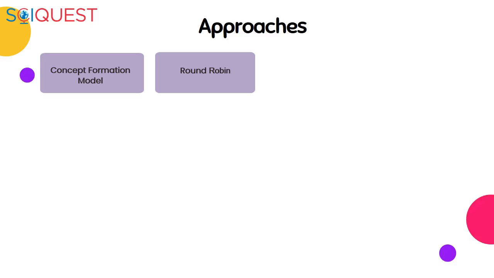Next, round robin. In this method, children are divided in small groups. Then they share the information that they have on a particular topic within the group. The teacher then compiles all the information and completes the topic.